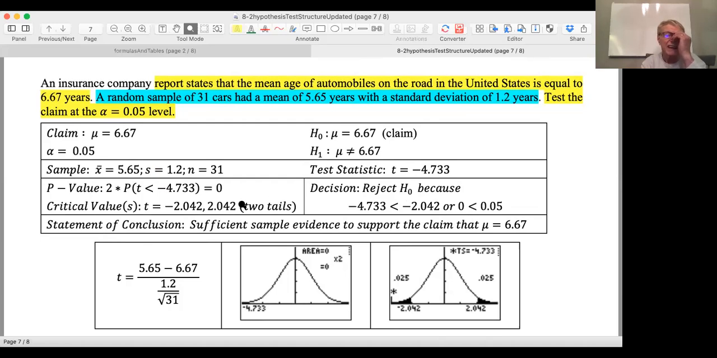Or we would say, since we have two critical values here for a two-tailed test, and we plot the test statistic, it is much farther away from the mean than the left critical value. Therefore, it is less than that left critical value. So negative 4.733 is less than negative 2.042. That would be the reason for rejecting if we use the critical value approach.